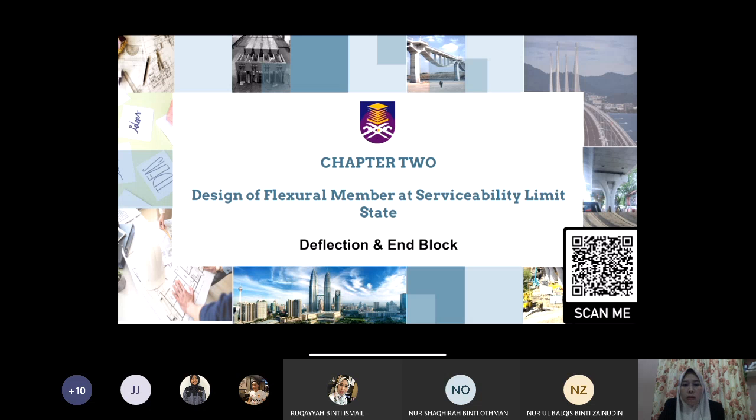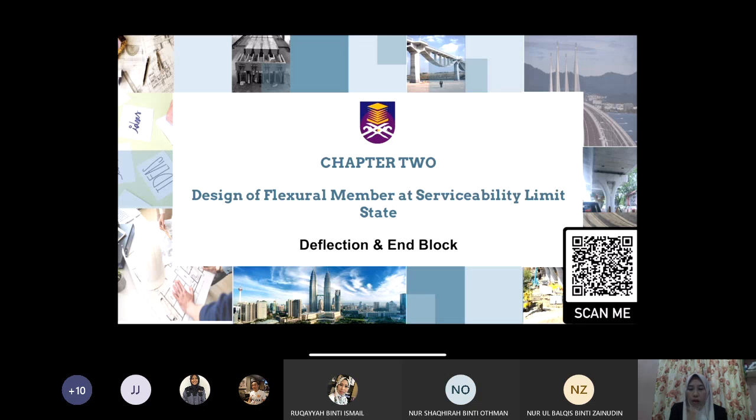Good day everyone. Today we're going to continue, having covered deflection in our last lecture, with what we call the end block. As I said, the end block is not in your syllabus, so I will go through it very fast just to introduce a few terms and what you have to design, and then show you one example of the design part.